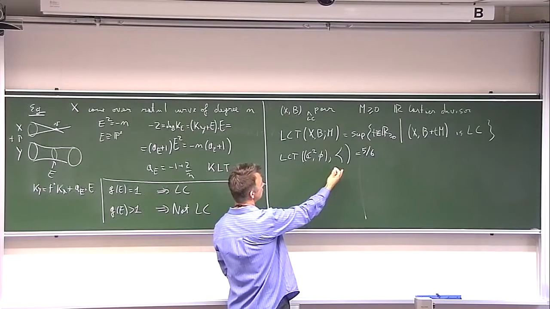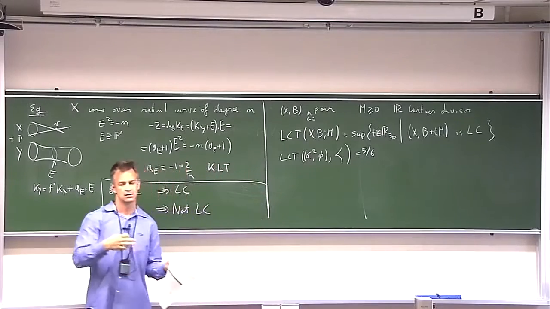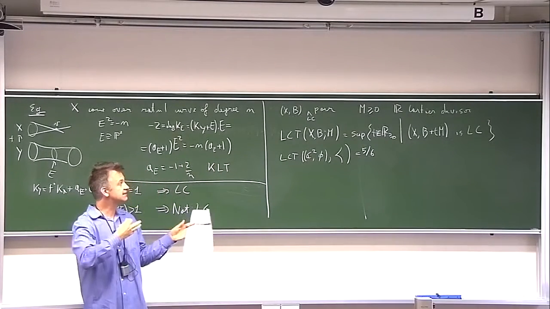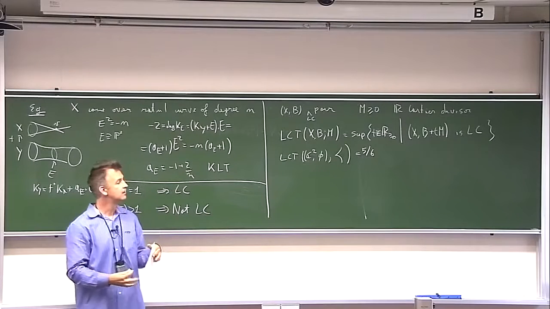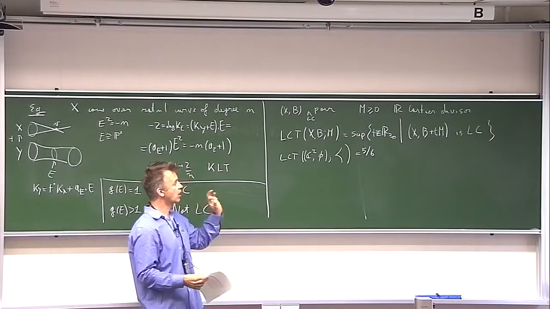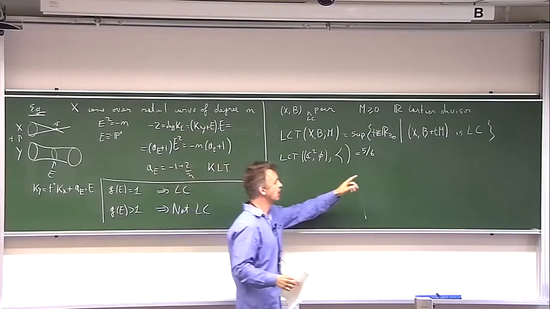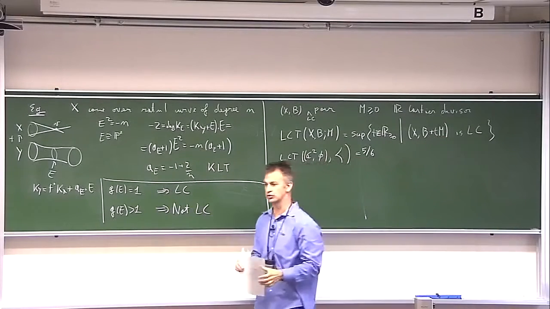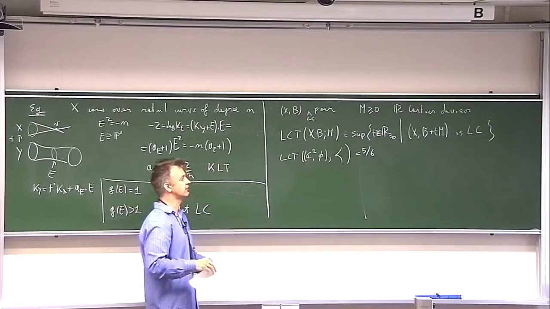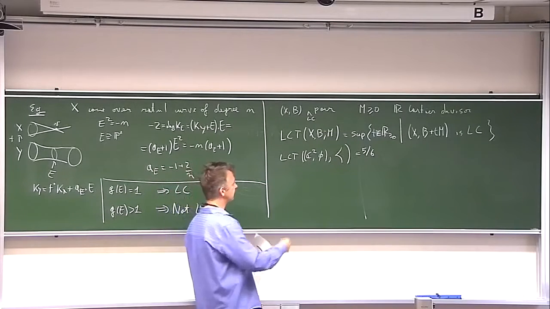So what do you need to do? Well, in order to compute, we need to decide if this is log canonical or not. So we need to work on a log resolution. And fortunately, you can work on one log resolution that works for both b and m at the same time. Then this coefficient is not going to cause problems. It's not like you need to choose a different log resolution for every value of t. So how do you do this?